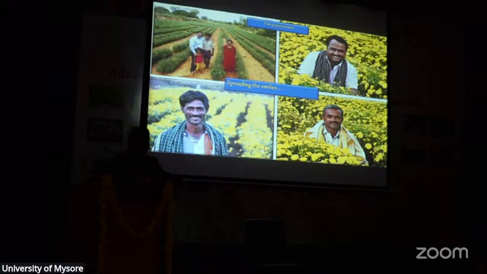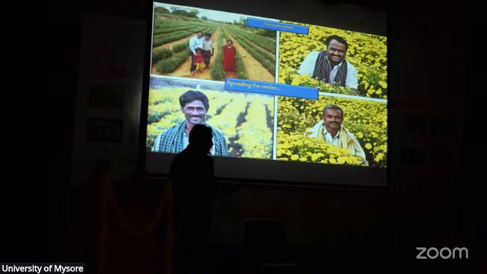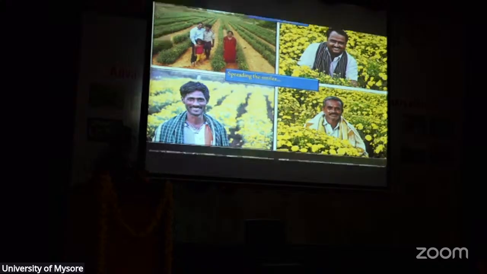This particular farmer says his annual income is now 50 lakh rupees. He also does flower trading. Earlier it never touched 1 lakh rupees. Now they are talking in 10 lakhs, 20 lakhs, 30 lakhs, up to 50 lakhs per annum.